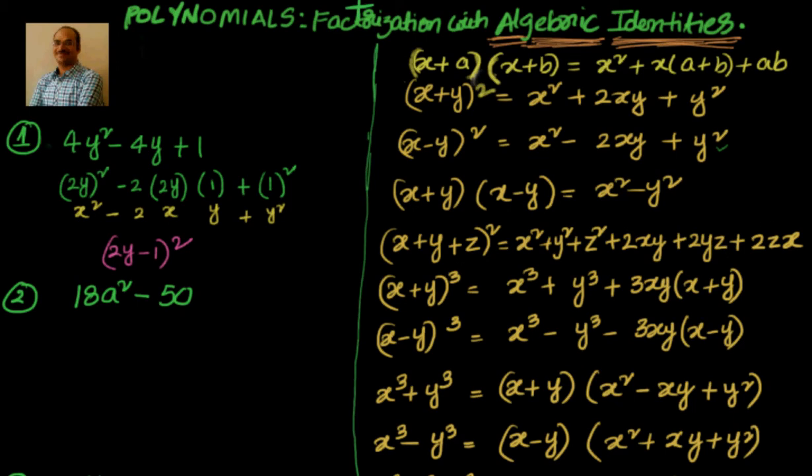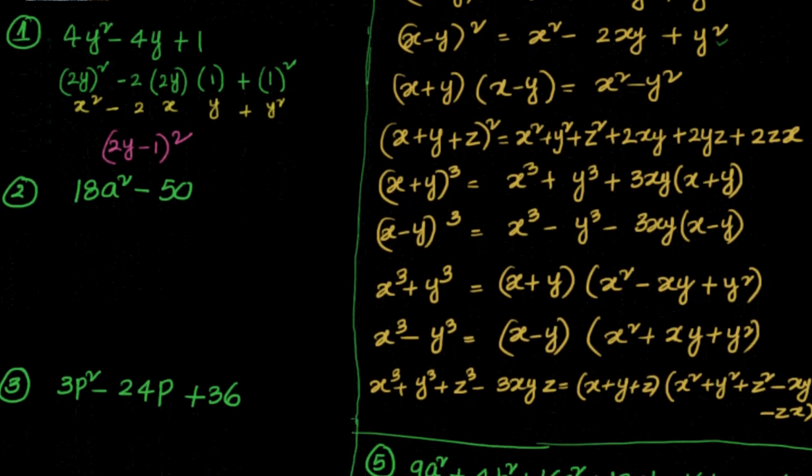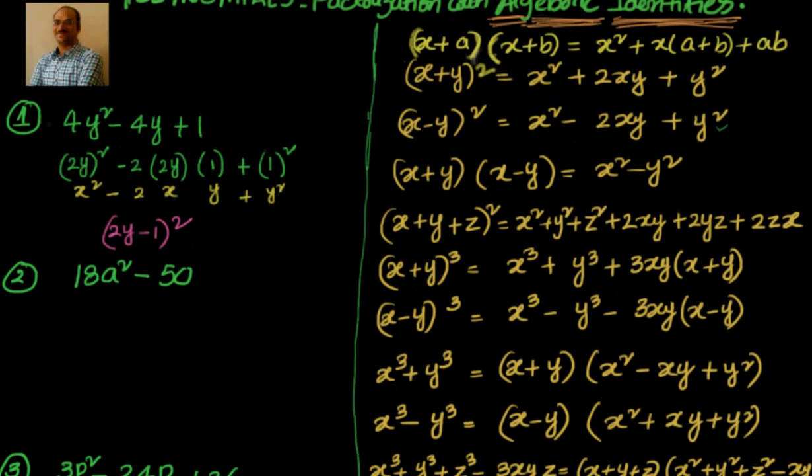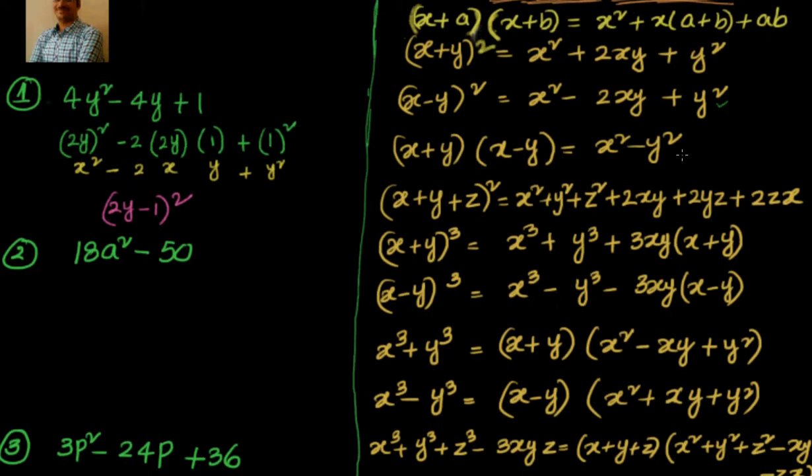Let's do another problem. I think you're okay with that. Let us see here. I have to simplify this: 18a square minus 50. I look at the formulas I have. I see that there is only one where I have 2 terms. The remaining all have 3 terms or more than that. So I'll be using this formula.